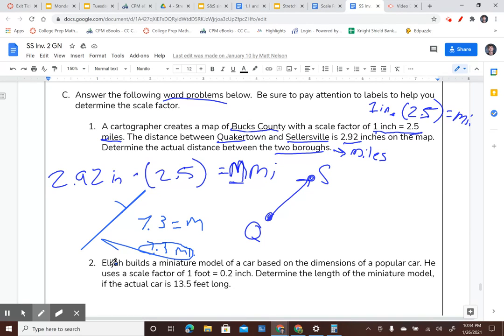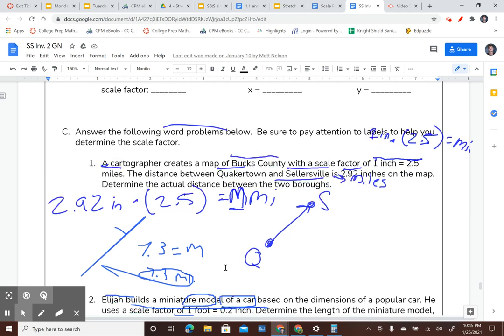All right, so now you're going to look at this next one. It says, Elijah builds a miniature model of a car based on the dimensions of a popular car. He uses the scale factor of 1 foot equals 0.2 inches. So remember, scale factor just means multiplier. And so it's saying that if it gives us the number of feet, like it does here, 13.5, we're going to multiply it by our scale factor of 0.2 to figure out the inches. And so here, if it gives me 13.5, I'd multiply it by my 0.2, and that's going to give me my final answer. All right, so I'll leave those parts for you all to complete.